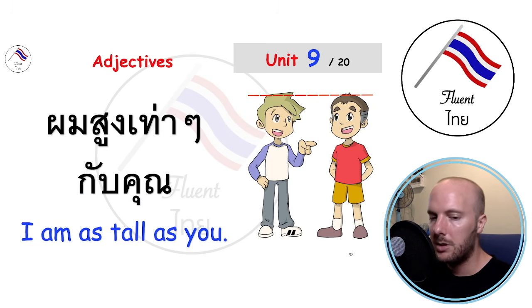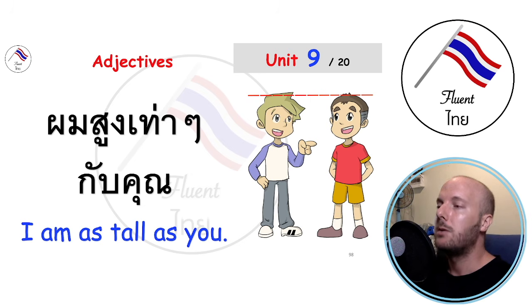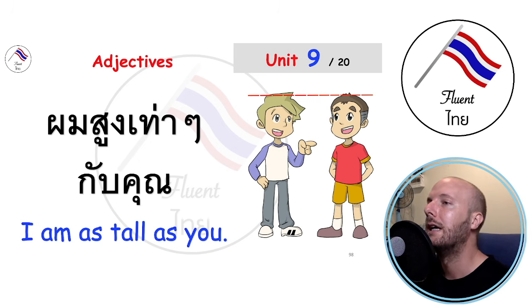The way that you say the equality of adjective degree when comparing 2 people. In English we use as something as. In Thai, kind of the same idea where we're repeating a word. They're repeating เท่า. ผมสูง. You don't have to repeat เท่า.